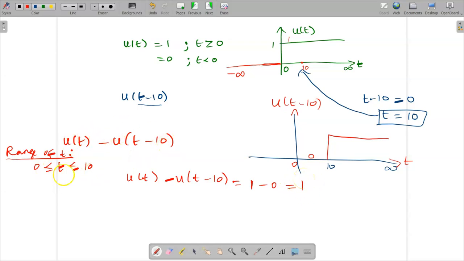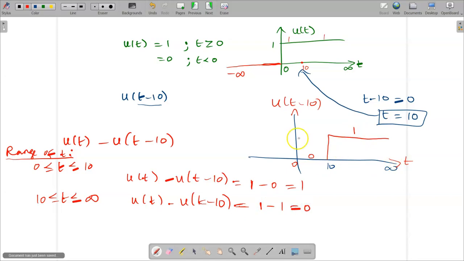Similarly, I have to find out the next range, 10 to infinity. For 10 to infinity again I have to find out u of t minus u of t minus 10. For 10 to infinity the value of u of t is going to be 1, so substitute that value as it is, minus u of t minus 10. For 10 to infinity the value of u of t minus 10 is 1. So 1 minus 1 is going to be 0.